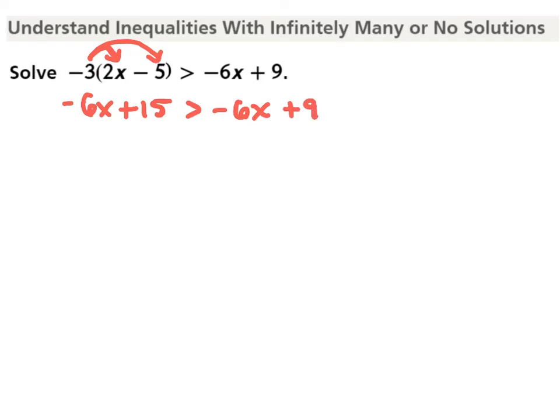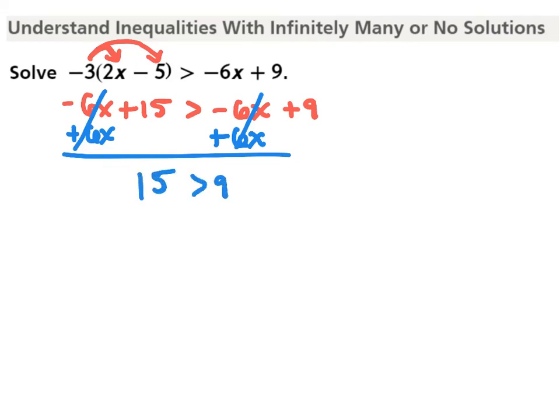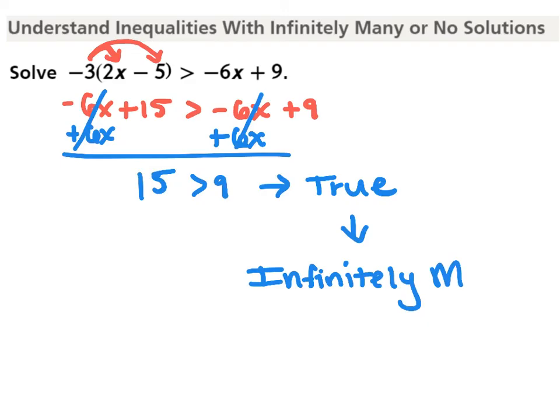Now, if I want to bring all the x's to one side, let's say I want to bring all the x's, negative 6x, to the left, I would add 6x, and the x terms would cancel from both sides, which leaves me with 15 is greater than 9. Now, this says that 15 is greater than 9. This is a true statement, which means that we consider this as infinitely many solutions, just like we would with an equation.